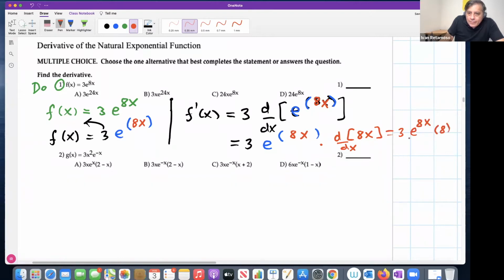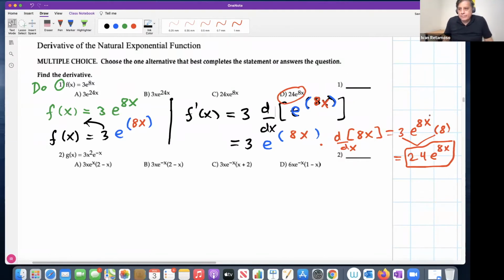Putting everything together, times 8, 8 times 3, 24, right? e raised to 8x. The exponent is positive, so I leave this alone. And there we have our answer, right? Excellent, guys. Very good. The second exercise deals with a product. So let's figure that out.